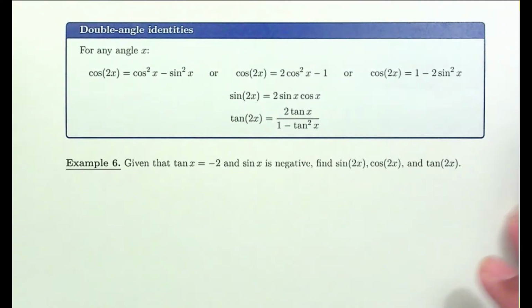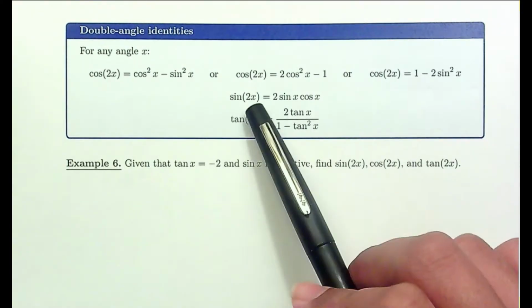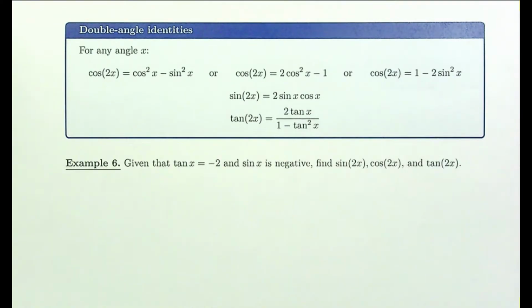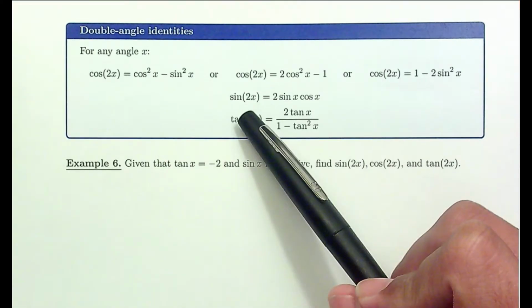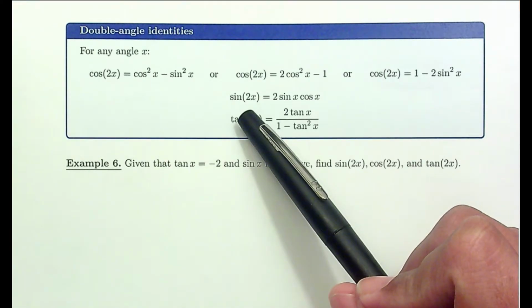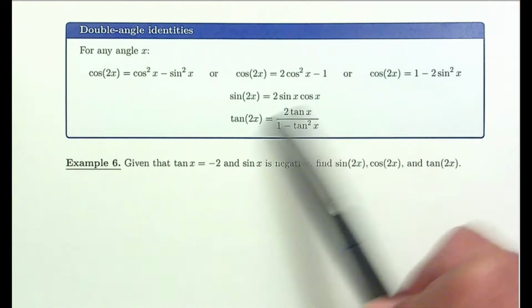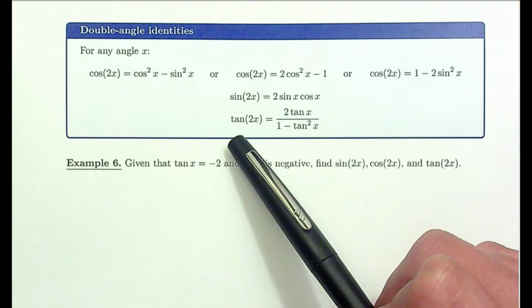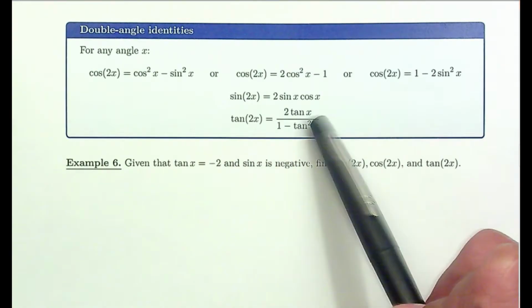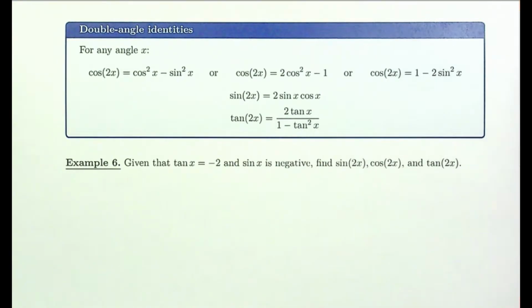Doesn't really matter. Now, for sine of double angle and tangent of double angle, we have one formula each. For the sine of 2x, we have that is equal to 2 sine of x cosine of x, and the tangent of 2x equals 2 tangent of x, all over 1 minus tangent squared.